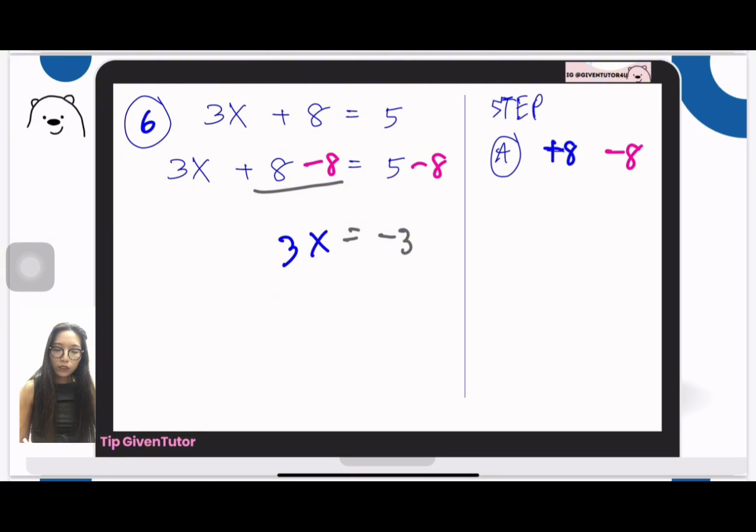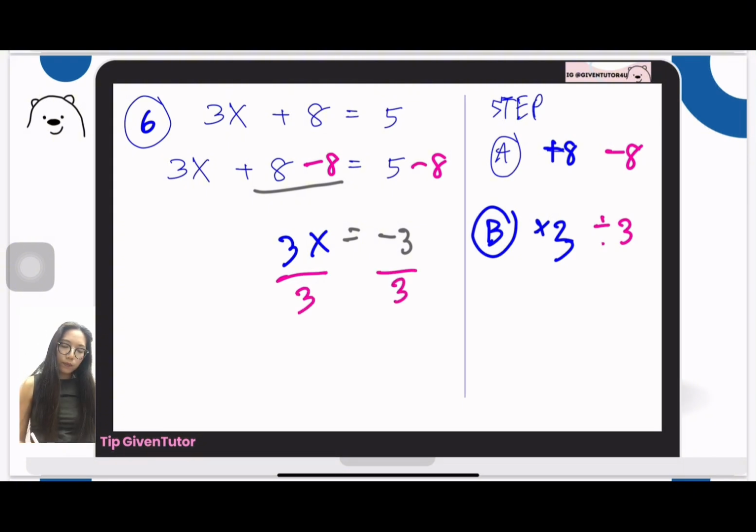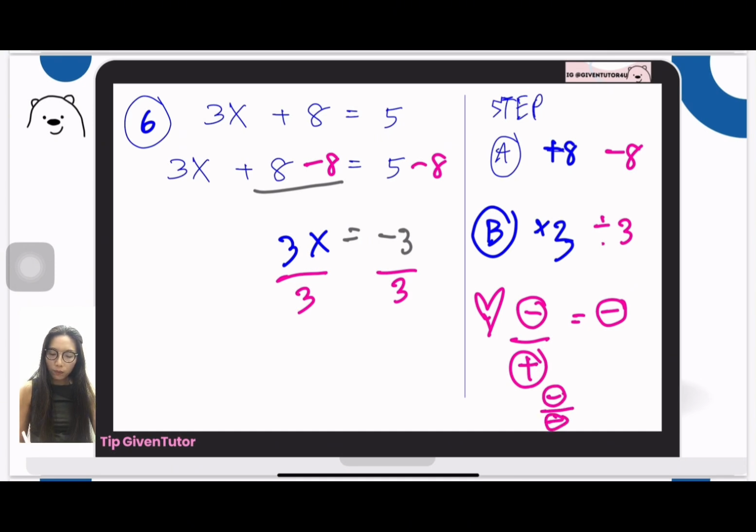This 3x. So step B: this is times 3, so we also divide by 3. So this is the repetition, divide by 3 on both sides. Please keep in mind, this is the hard part, because with multiplication or division, the minus and the plus division give a difference that will be minus. But if you have minus divided by minus, you will get plus, or plus divided by plus, you will get plus. Please keep that in mind here also.